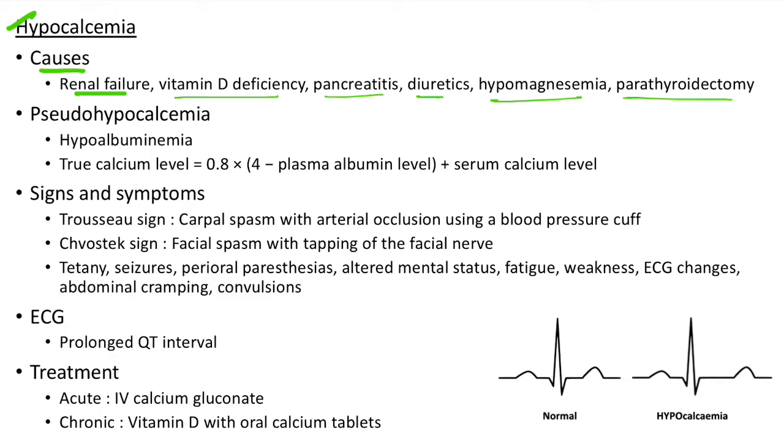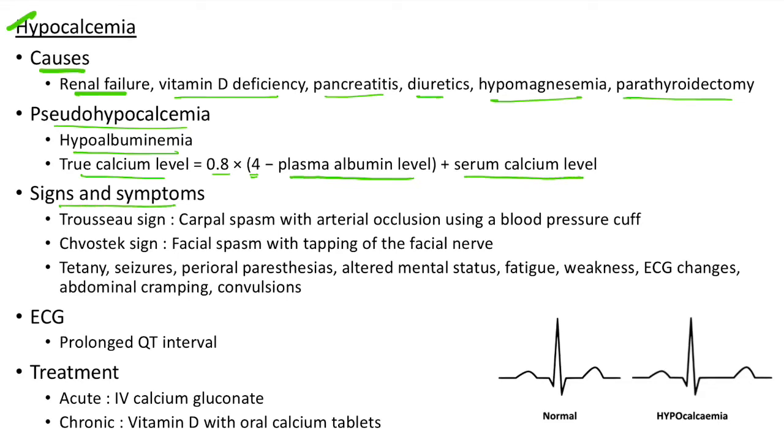Now let us see about pseudo-hypocalcemia. It can occur due to hypoalbuminemia. In this case, true calcium level is calculated using the formula 0.8 into normal albumin level, that is 4 minus patient's plasma albumin level, plus patient's serum calcium level.